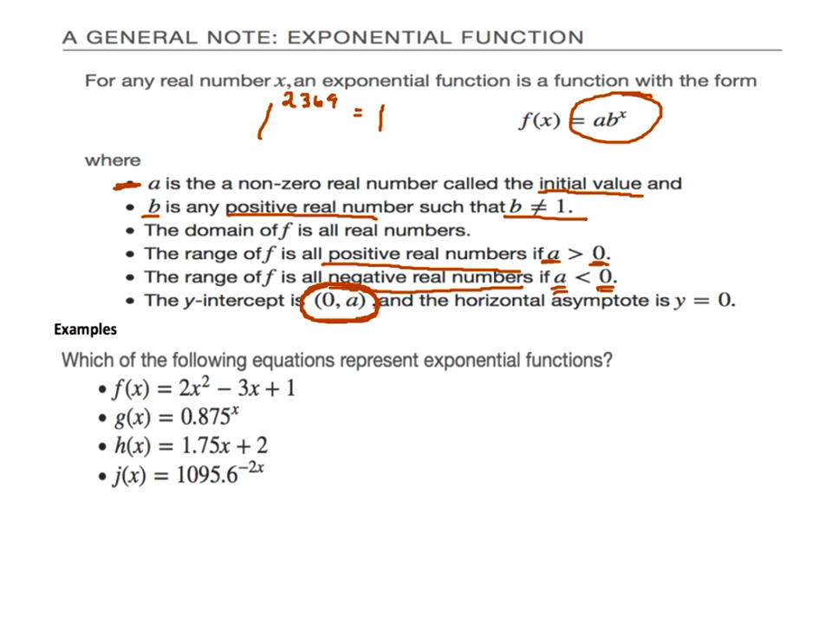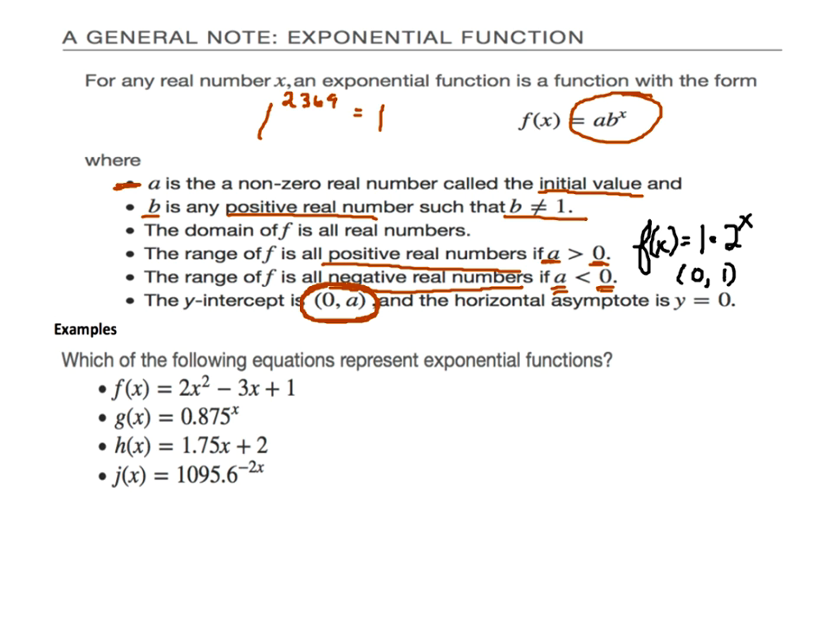So if we take a look at the function that we just put onto the graph, f of x equals, this is understood, 1 times 2 to the x power. If you remember, that graph went through the point 0, 1. It will always go through the point 0 and then whatever your initial value is, a.